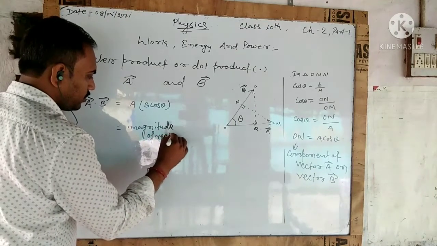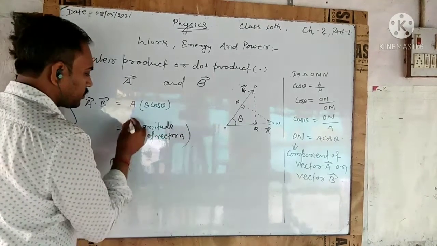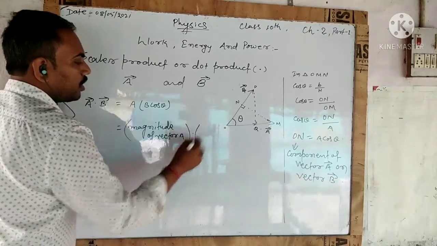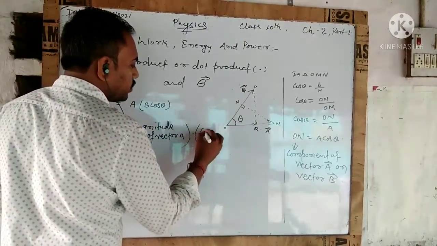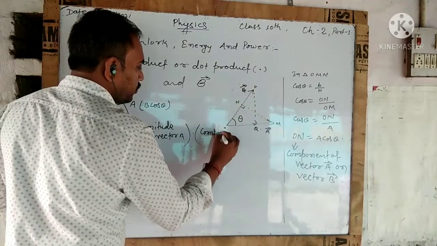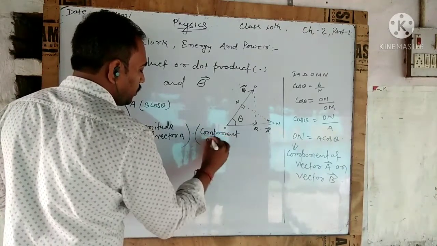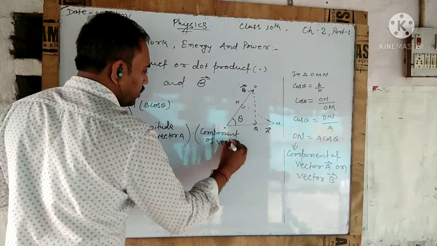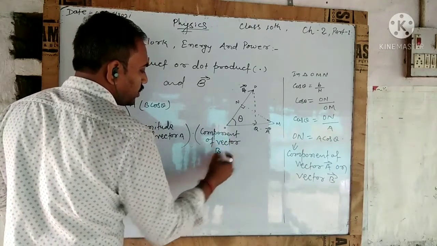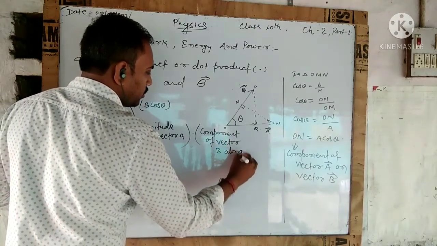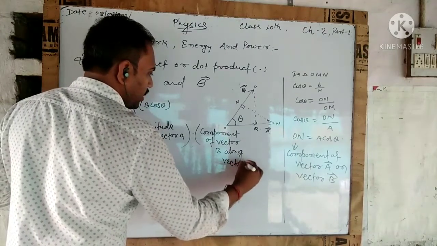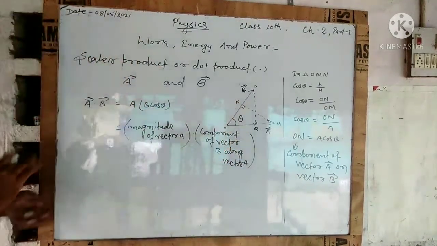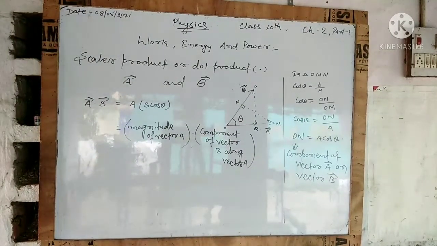vector a with the component of vector b along vector a. Vector b along vector a.